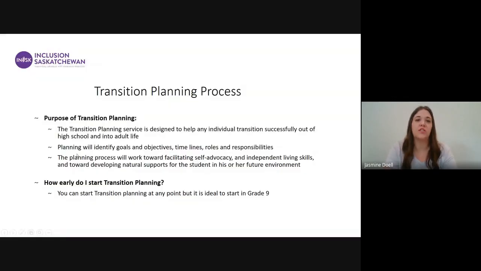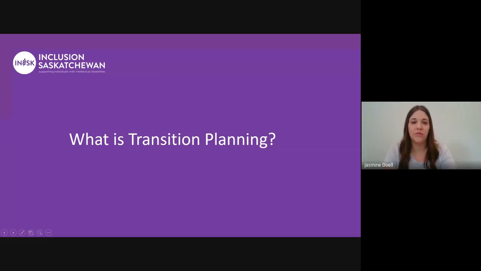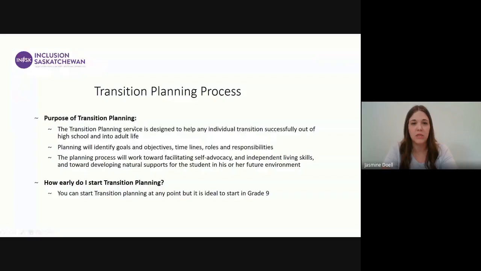So what is transition planning? So the purpose of transition planning. Transition planning service is designed to help any individual transition successfully out of high school and into adult life. Planning will identify goals and objectives, timelines, roles, and responsibilities. The planning process will work towards facilitating self-advocacy and independent living skills and toward developing natural supports for the student in his or her future environment.